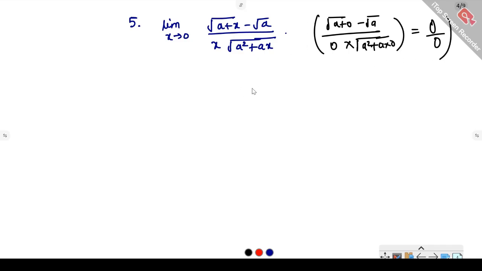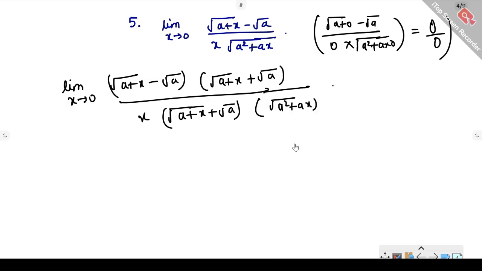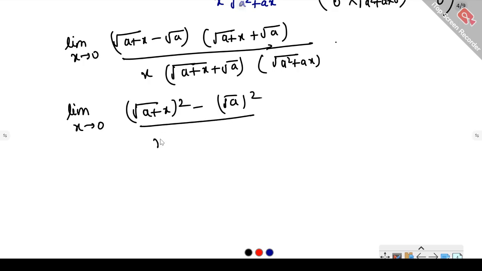So now we use the rationalization method. Multiply by the conjugate of this quantity, which is square root of a plus x plus square root of a. Now we can write this as limit x tends to 0 of (a plus x minus a square root squared) over x times (square root of a plus x plus square root of a) times square root of a square plus ax.